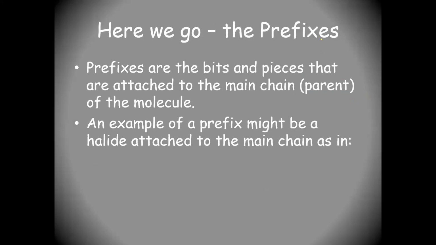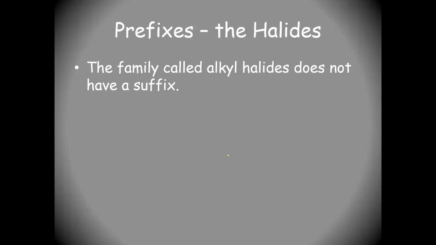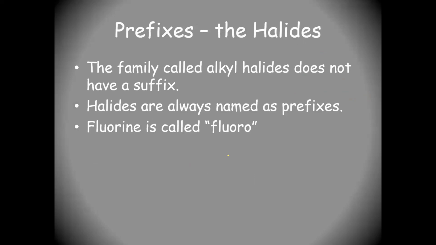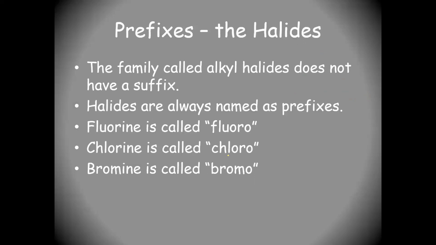Prefixes are the bits and pieces we attach to a chain. A prefix might be a halide attached to it, an outsider group. Look at this, bromine. This is called a prefix. The family is called alkyl halide and does not have a suffix. So we mean fluorine, chlorine, bromine, iodine. So we put the name there. Now, when you put them together, you can name it.